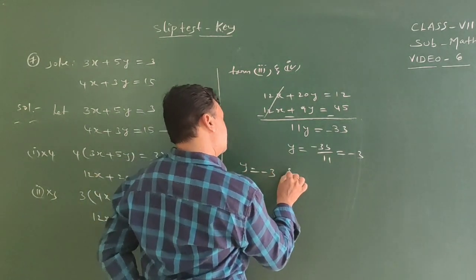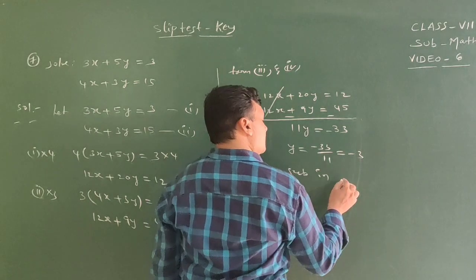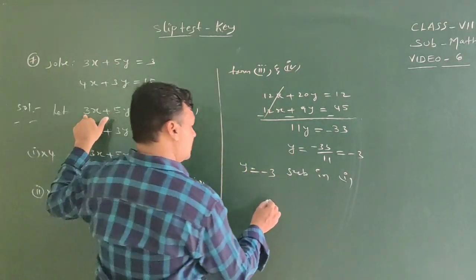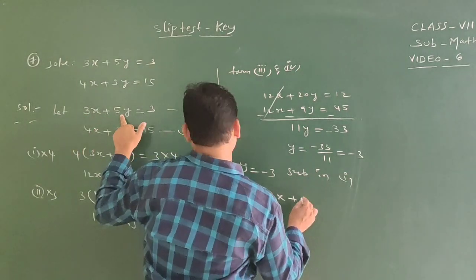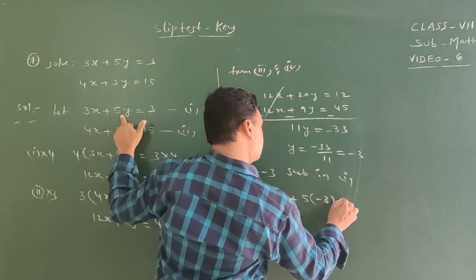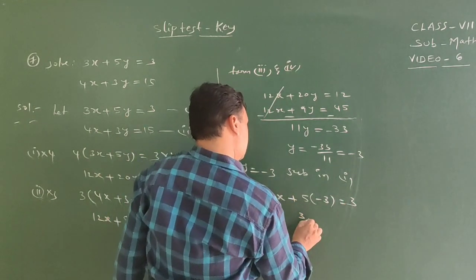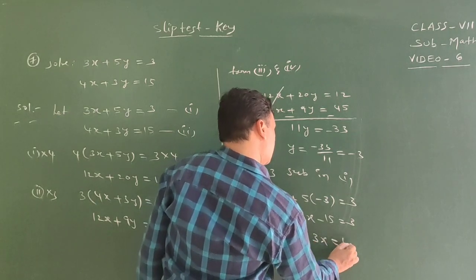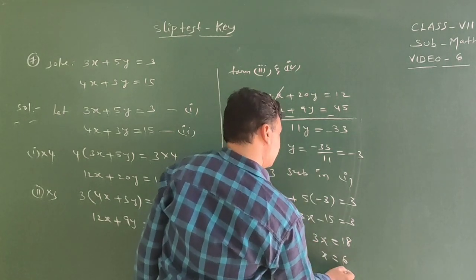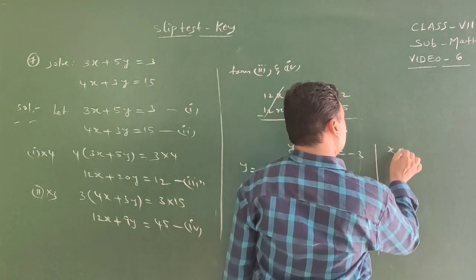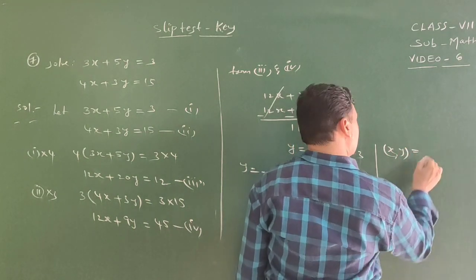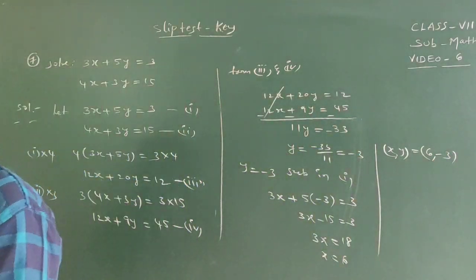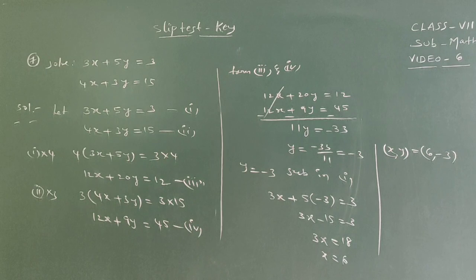y equal to minus 3, substitute in 1 or 2. If you substitute in 1, 3x plus 5 into minus 3 equal to 3. 3x minus 15 equal to 3. 3x equal to 18. x equal to 6. Here the solution is (x, y) equal to 6 comma minus 3.